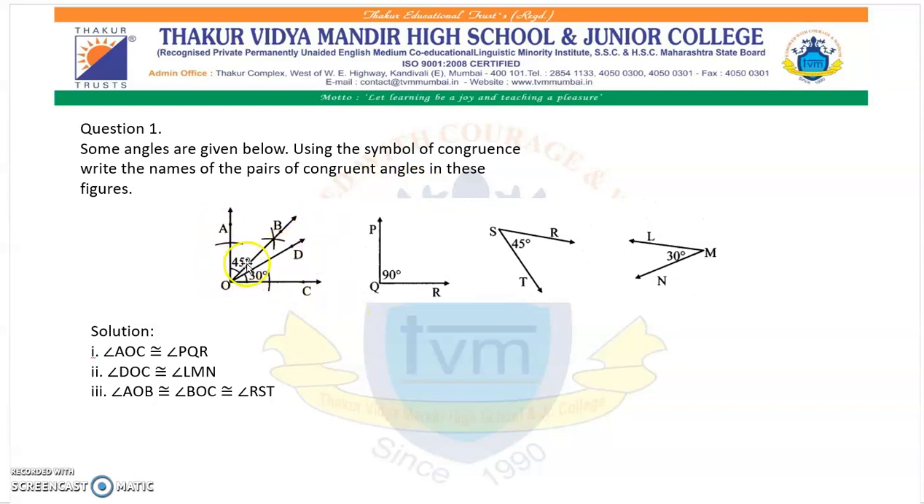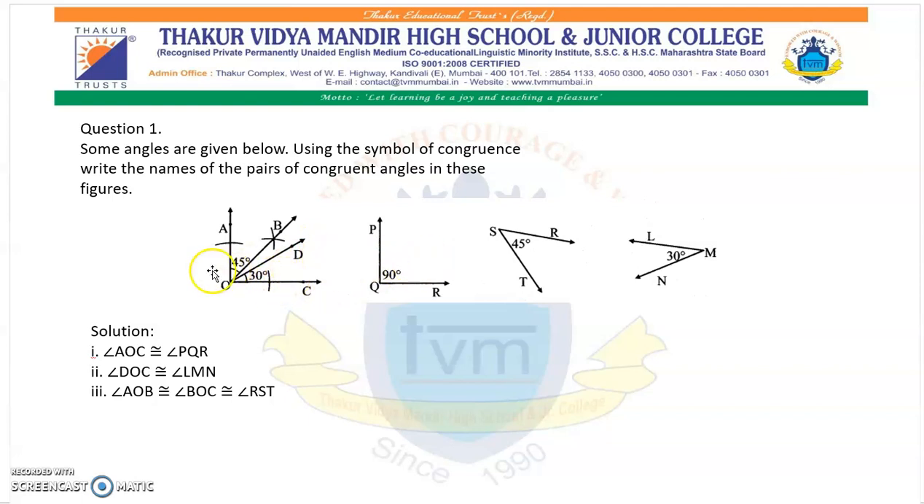Angle AOC is a right angle. In this, angle AOB is 45 degree. Angle DOC is 30 degree. Angle PQR is 90 degree. Angle RST is 45 degree. Angle LMN is 30 degree. From all these given figures, we have to see which figures are congruent.